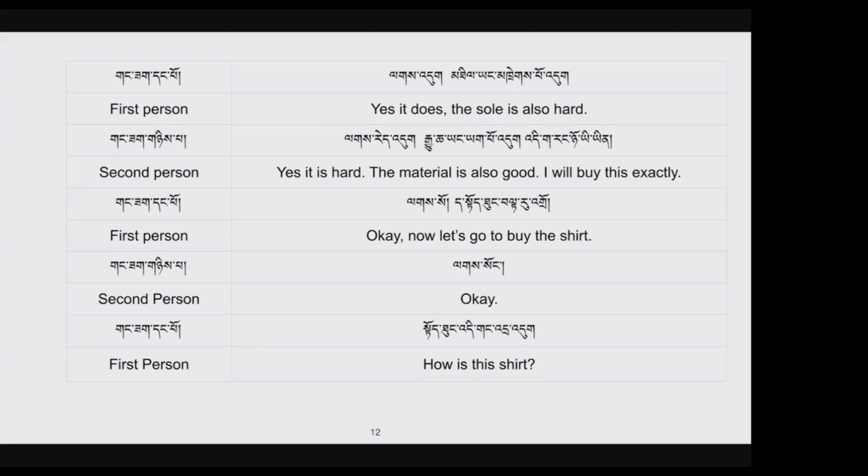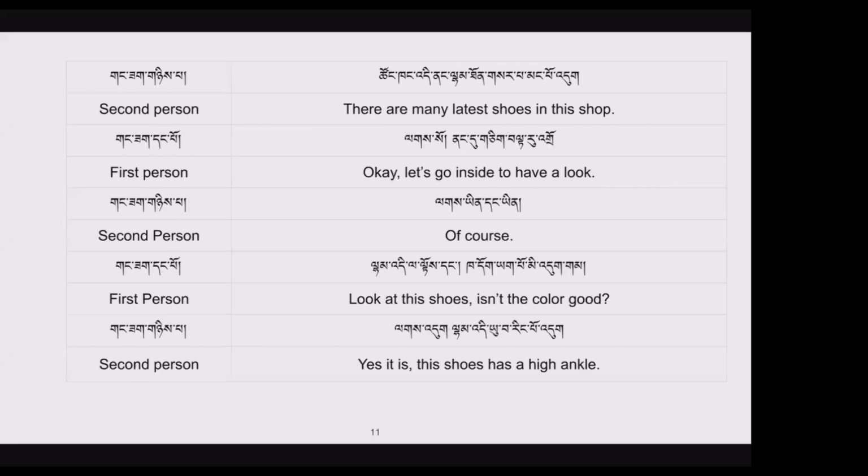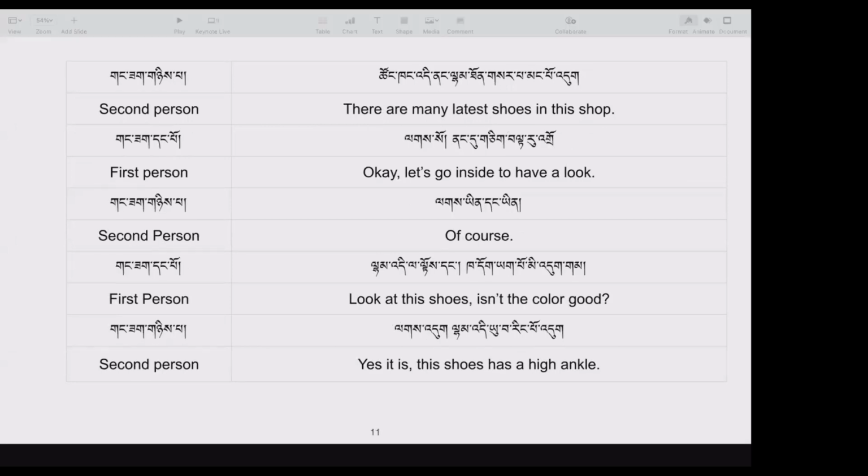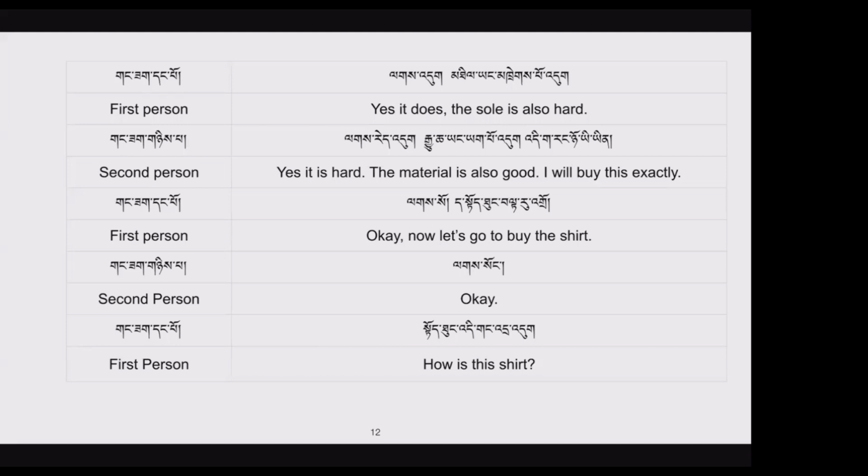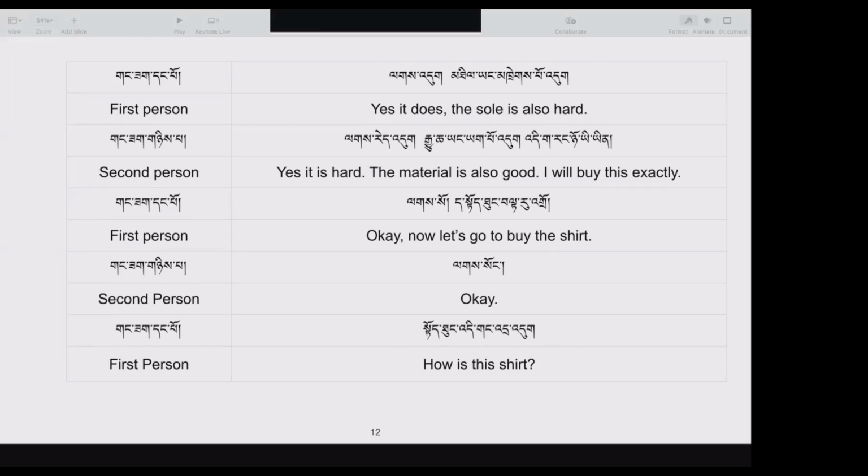Very sorry that in between I'm pointing out which is the adjective, and in some places this is disrupting the flow of the dialogue. Ladu, tiliang chapodu. Til means the sole. So it says, yes, it does. The sole is also hard, meaning that it will last for a longer time.